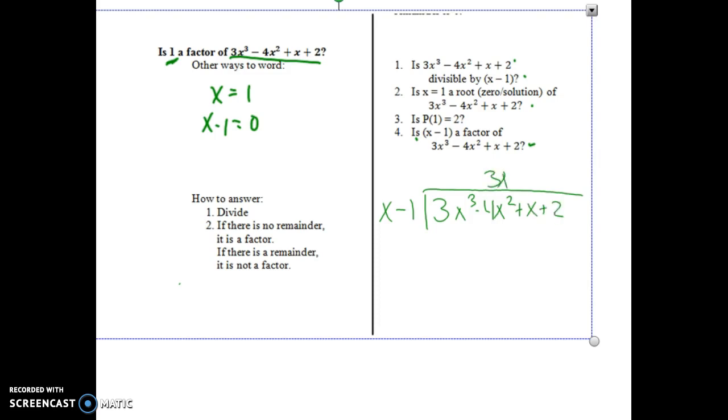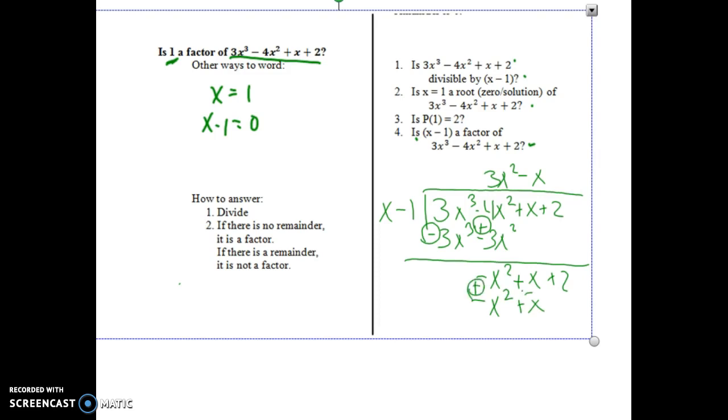Doing my long division, 3x squared, I get 3x cubed minus 3x squared. Switch my signs. And then I get negative x squared plus x plus 2. Negative x gives me a negative x squared plus x, right? Then I switch both my signs, so this is a plus, this is a minus. Cancel, and I get 2. So therefore I have a remainder. So no, x minus 1 is not a factor.